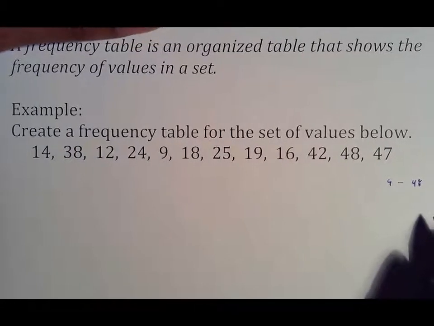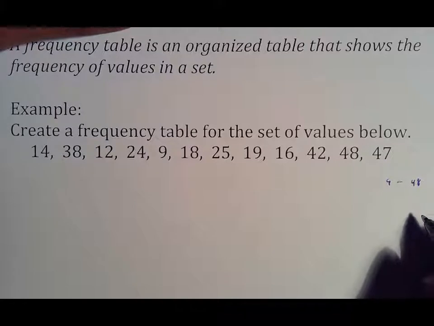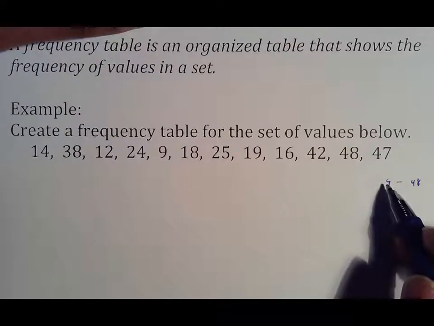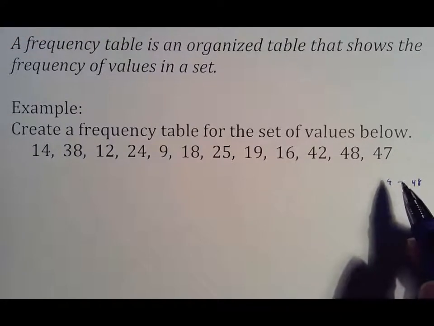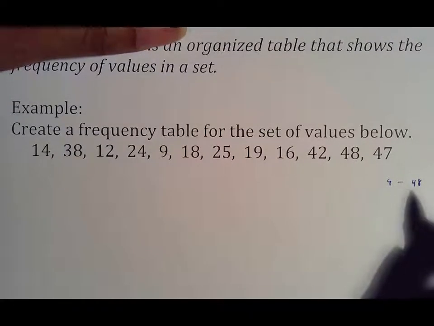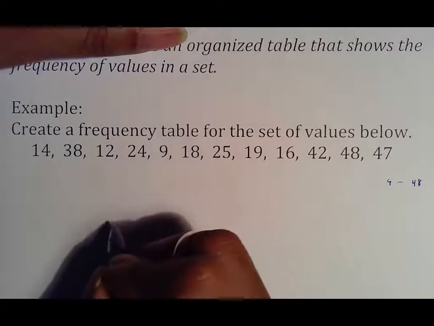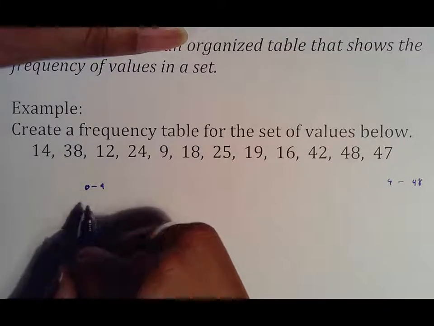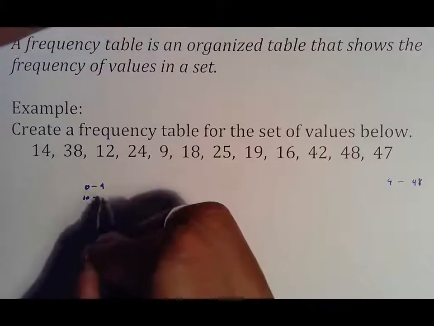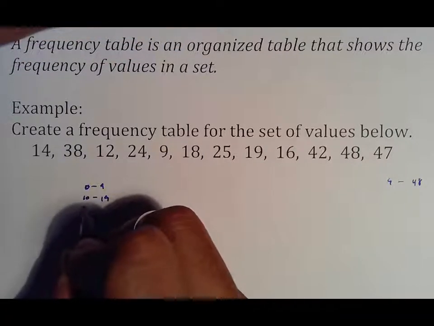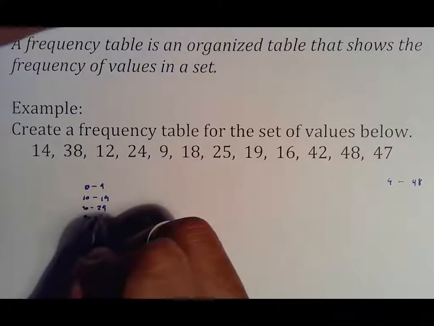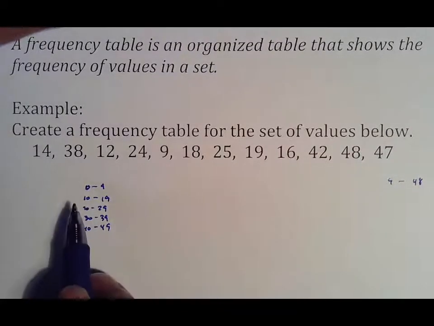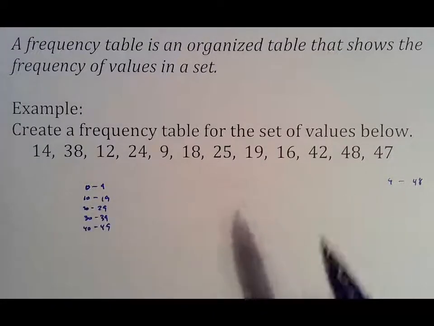The lowest number in here seems to be 9, and the highest seems to be 48. And usually you want to get at least five or so sections. So if I went 5 to 10, 10 to 15, 20, yeah, that should be enough. Actually, I could do 0 to 9, and then 10 to 19, and then 20 to 29, and then 30 to 39, and then 40 to 49. I think that would set it up, and that is 0, 1, 2, 3, 4, 5. Yeah, I think that's good.